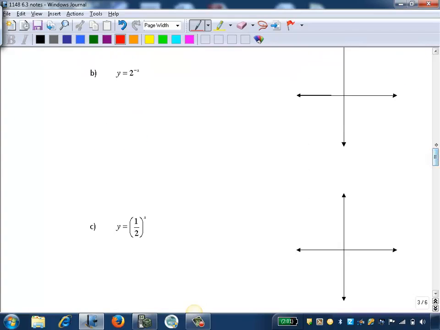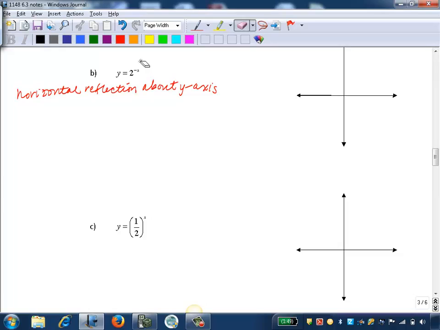Okay, so back to part B here. So y equals 2 to the negative x. We see that up in the grouping symbol, or the exponent, there's a negative being multiplied. So we know when we multiply the x's by a negative 1, that's going to cause a horizontal reflection about the y-axis. So we'll note our transformation here. We have a horizontal reflection about the y-axis.